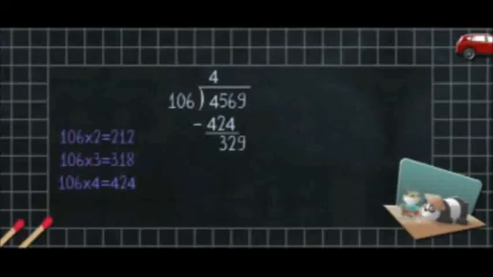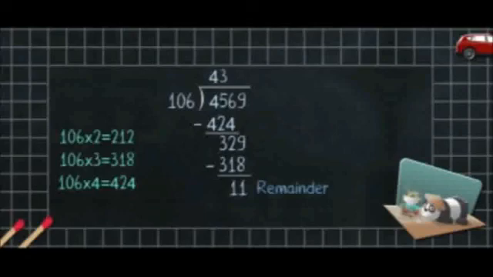Now the number is 329. Let's multiply once again. 106 into 2 is equal to 212 and 106 into 3 is equal to 318. Let's subtract 318 from 329. The answer is 11. Here 11 is remainder and the quotient is 43.